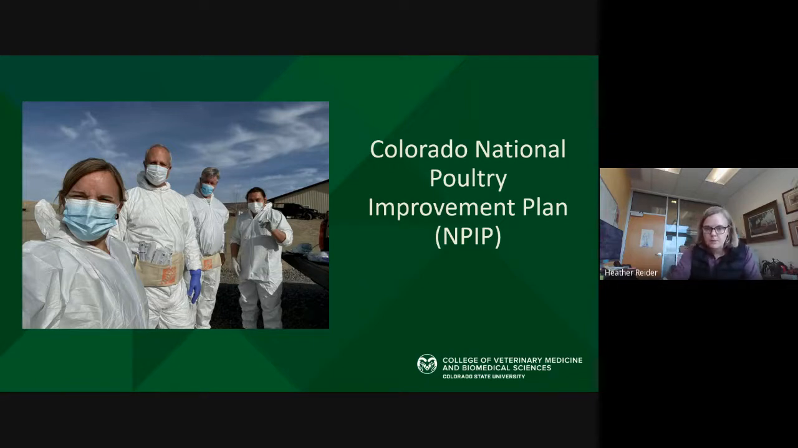So all of Colorado's large producers are already enrolled in that program. Our smaller producers would by default be enrolled in that program, but they don't necessarily have to meet the same standards. We really, really highly encourage it, because it is a very good, solid biosecurity plan, and it protects the producer from all diseases, not just AI. It's a good plan.